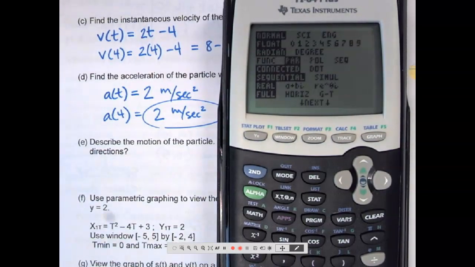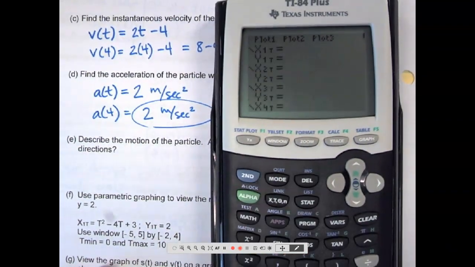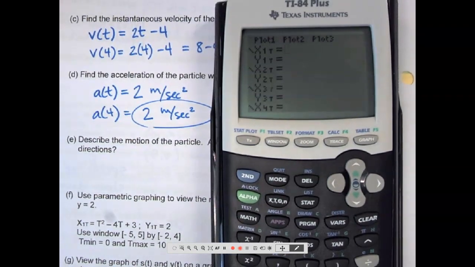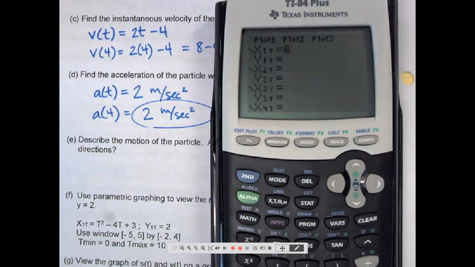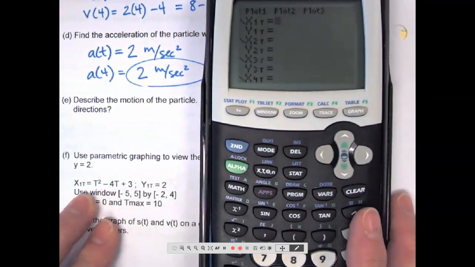Okay, so parametric is when two variables are dependent on a third. So if I think of this as having horizontal and vertical distance or change, and those are all related to time, that's a parametric situation. So two variables are dependent on a third. Okay, so we're going to go to y equals now. Notice some weird things. See how it has x sub t, y sub t. That's your two variables that are dependent on time. Okay, so we are going to set these up. I've got it written in your notes here.